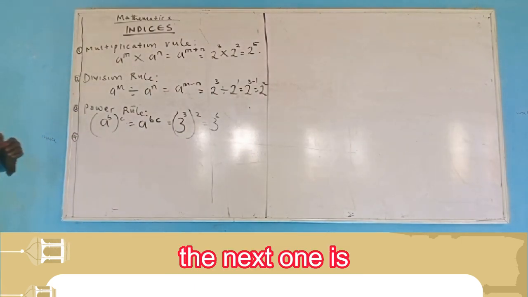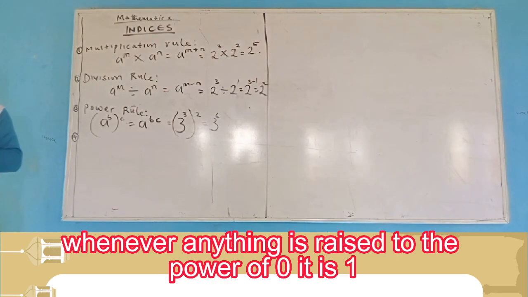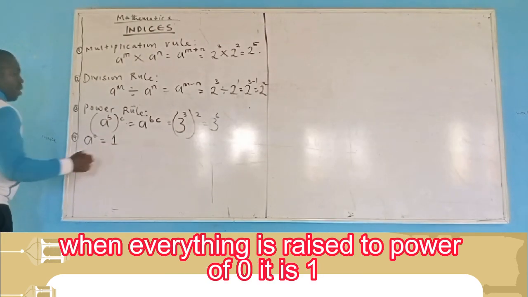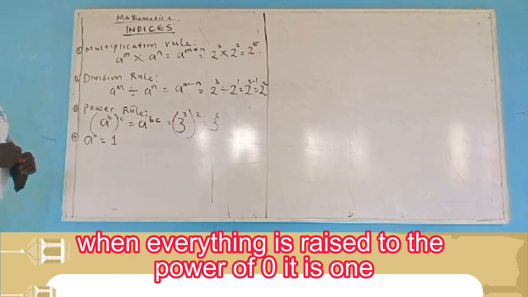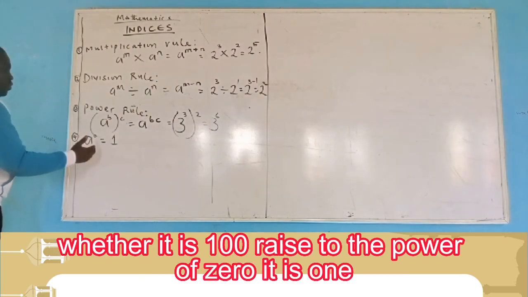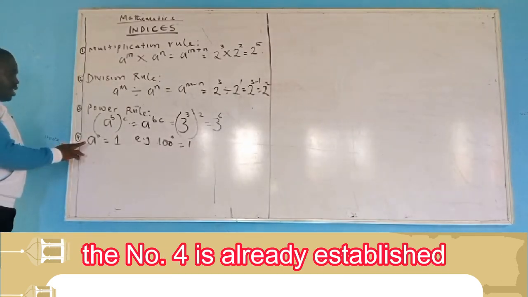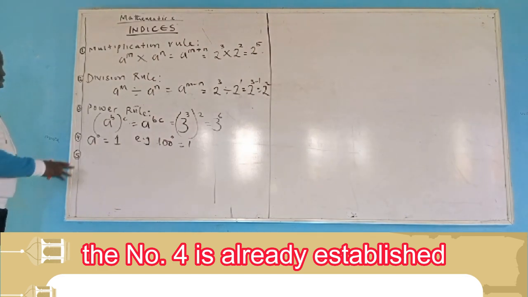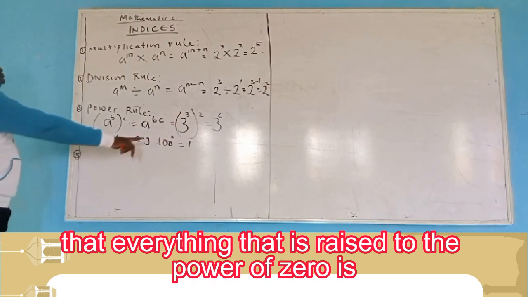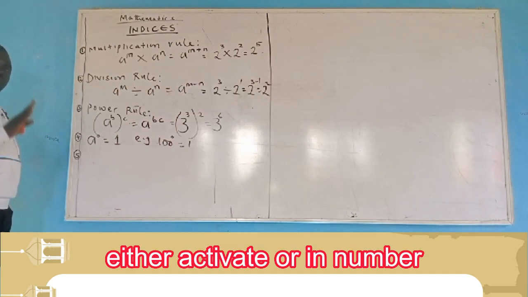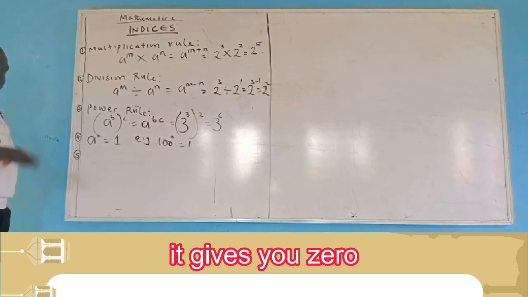The next one is, you must know that whenever anything is raised to the power of 0, it is 1. So whether it is 100 that is raised to the power of 0, you have 1. The number four is already established: anything that is raised to the power of zero gives you one. Anything whatsoever, either an alphabet or a number, gives you one.